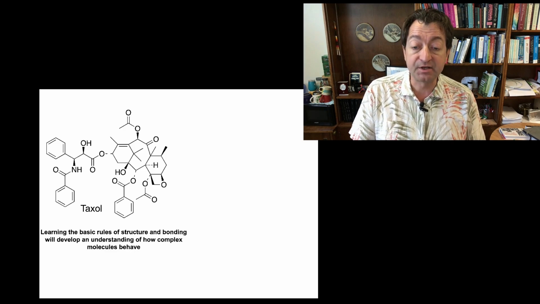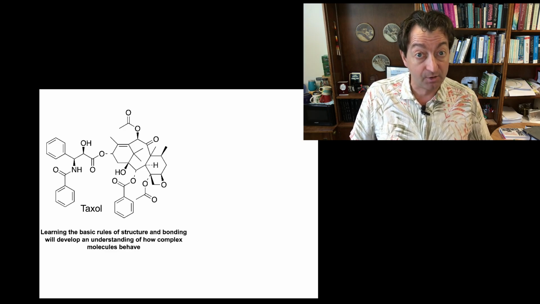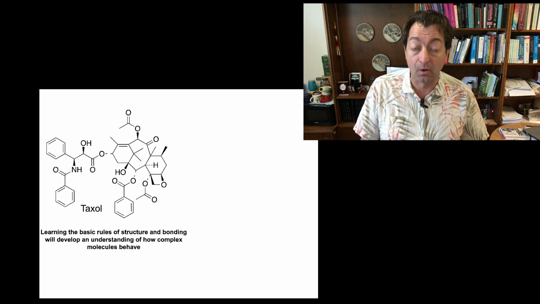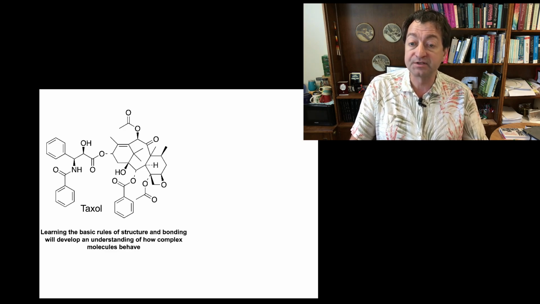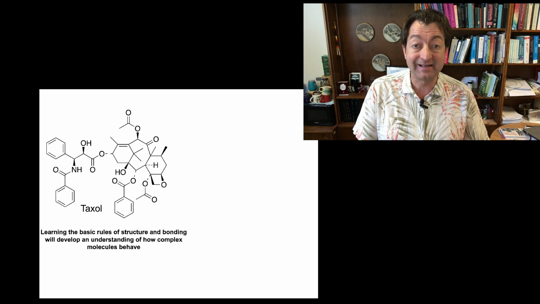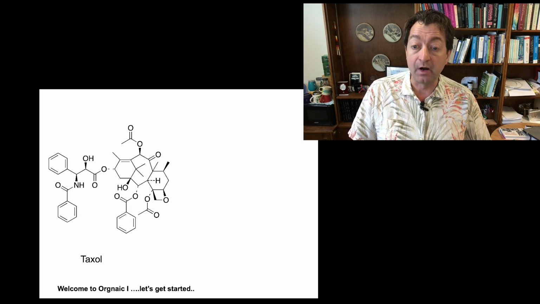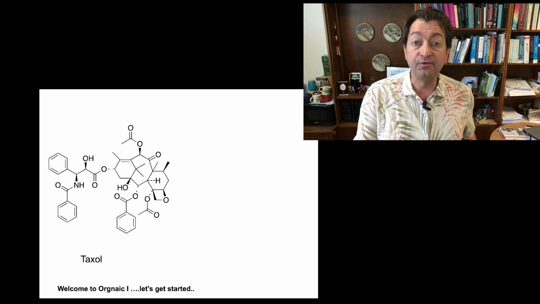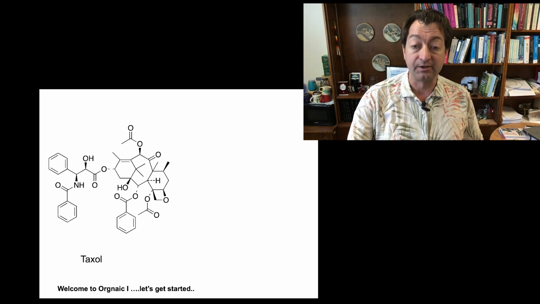And so the basic rules and structure of bonding, which we'll spend a lot of time together on in this course, are the things that allow us to understand how complex molecules like Taxol behave and start being able to understand how to do things like make these more complex molecules.